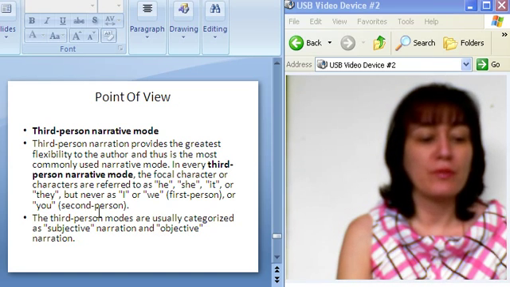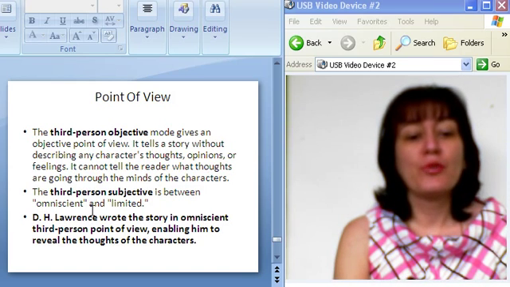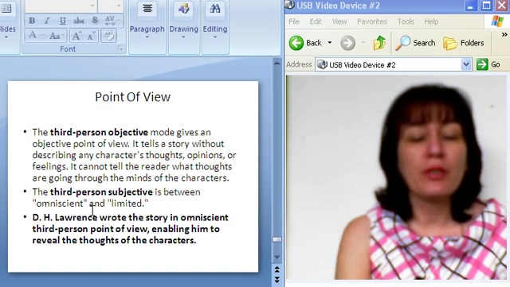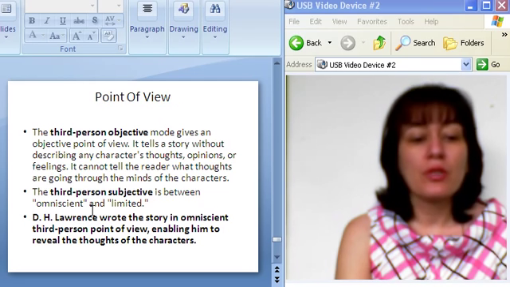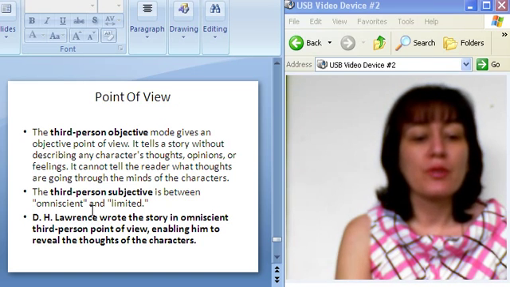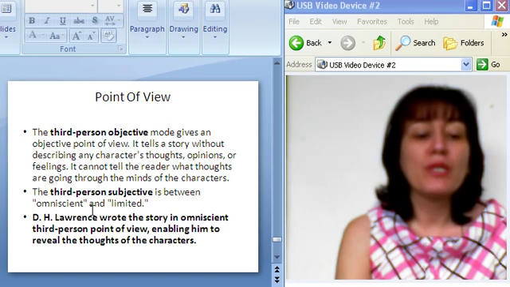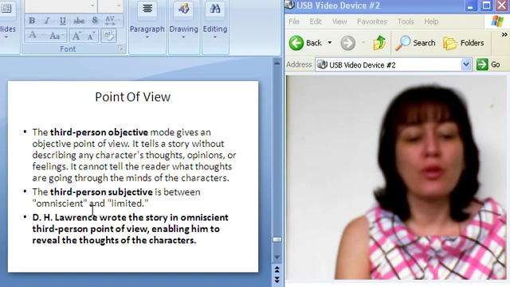The third-person objective mode gives an objective point of view. It tells a story without describing any character's thoughts, opinions, or feelings. It cannot tell the reader what thoughts are going through the minds of the characters. The third-person subjective is between omniscient and limited. David Lawrence wrote the story in omniscient third-person point of view, enabling him to reveal the thoughts of the characters.